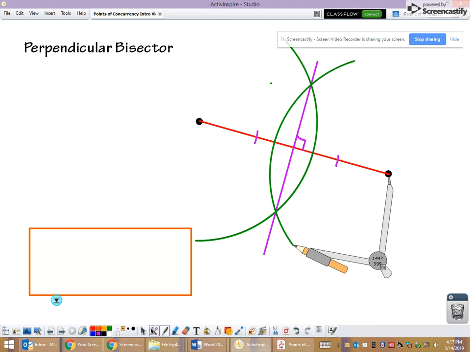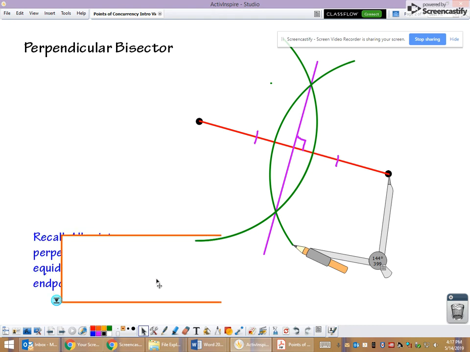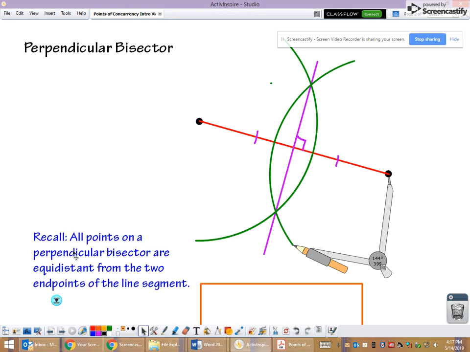And something that we talked about, if you remember, I proposed the problem of I want to live between a Maggiano's and a Chipotle, and we figured out that actually any point on this perpendicular bisector is equidistant from the 2 endpoints. So that's kind of our recall. All points on a perpendicular bisector are equidistant from the 2 endpoints of the line segment.